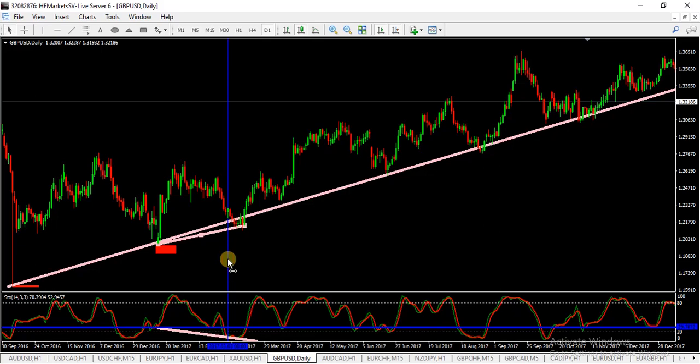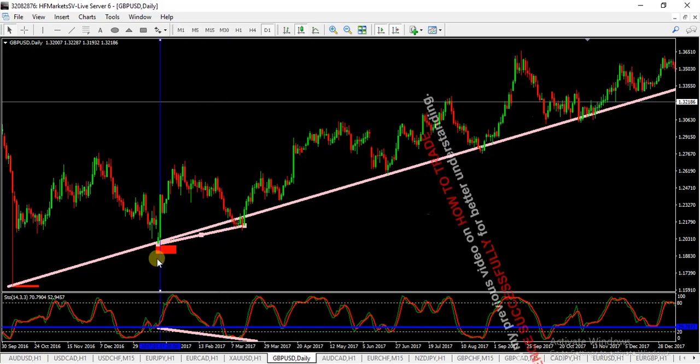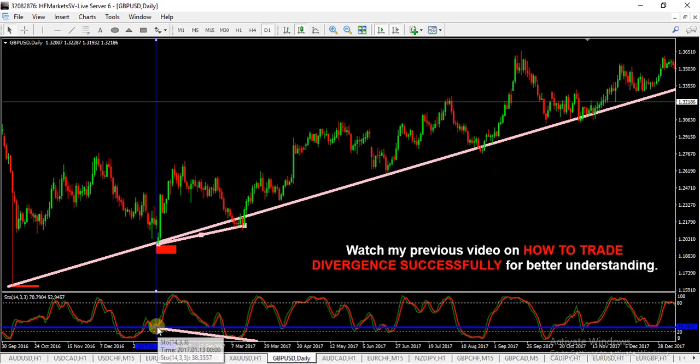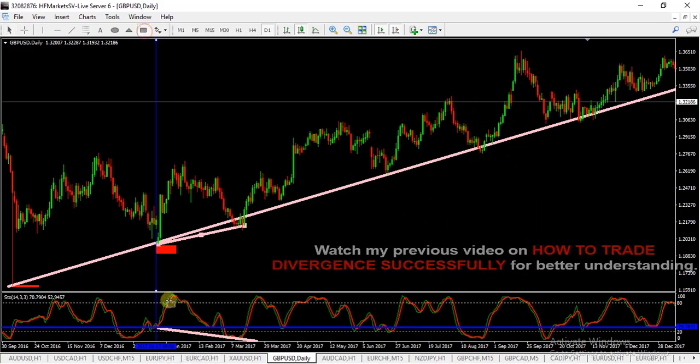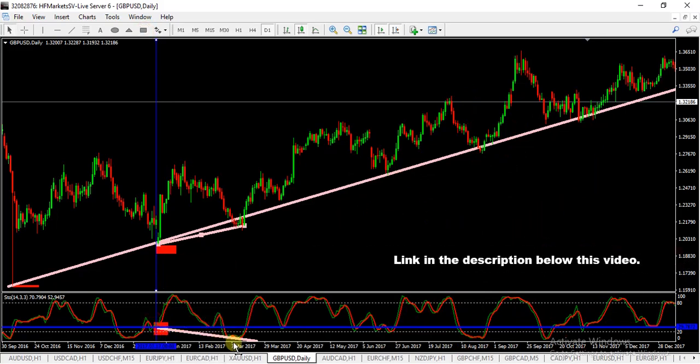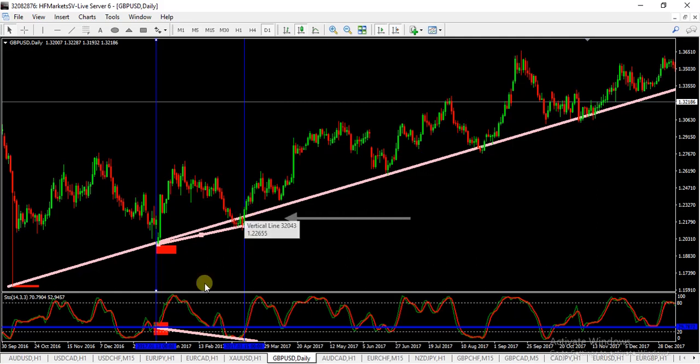What I said in my previous video on how to trade divergence is that you wait for the oscillator to come back and break this previous level. This oscillator that has buried itself here must rise, breaking this previous level before we consider buying this trade. Now let's trace the candle that made the oscillator break that particular level. It was this bullish candle.